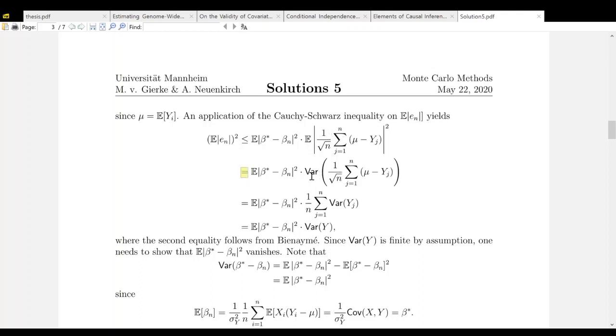We just write the variance here, and the point now is we can just pull this fraction outside. You get the 1 over n because you have to square, and because the yj's are independent, so particularly uncorrelated, we can use Bienaymé to pull the sum out of the variance. Yeah, and then the fraction and the sum cancel each other out.